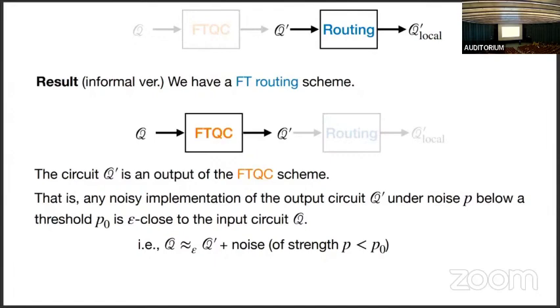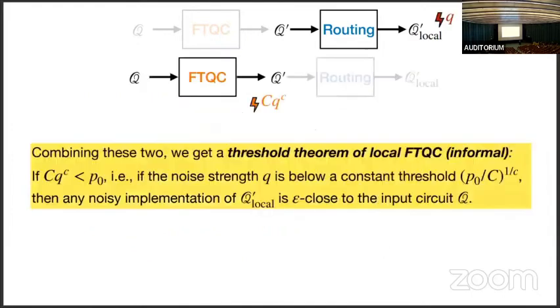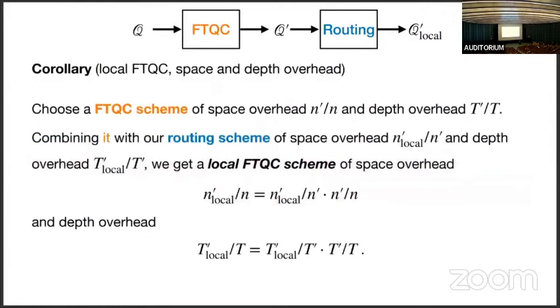Yeah, as I said, we combine this with some existing fault-tolerant quantum computing scheme, so that given input circuit Q, in the end, we come up with Q prime local, which is a local circuit. Combining these two, we get another threshold theorem for local fault-tolerant quantum computation scheme. For computing overheads for the entire local fault-tolerant quantum computing scheme, you can simply multiply the overhead of the given fault-tolerant scheme and our routing scheme. That's a very elementary calculation.